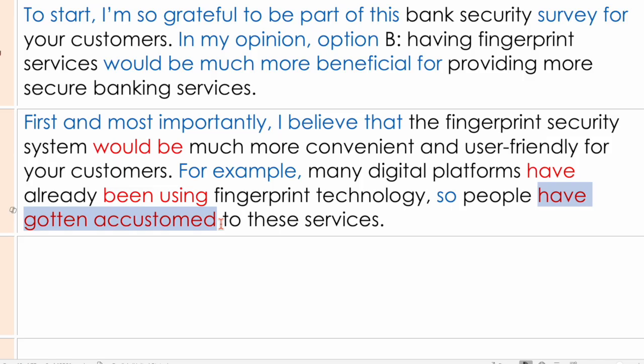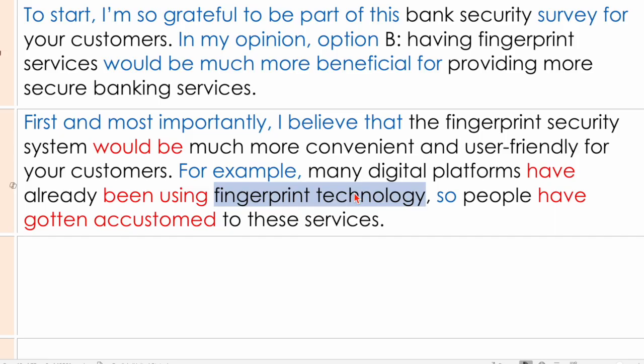Perfect. So everyone, just to be clear, we gave our idea about fingerprint security system would be much more convenient and user-friendly. We exemplified that by saying that many digital platforms already use fingerprint technology. So people are accustomed to it, okay? And that's why it's more convenient and user-friendly.